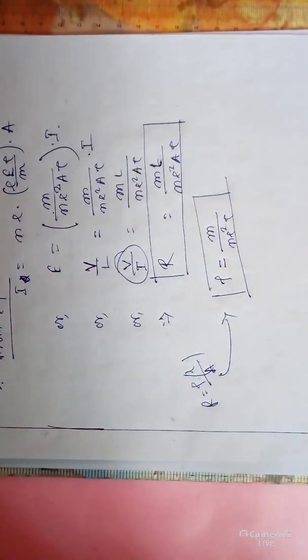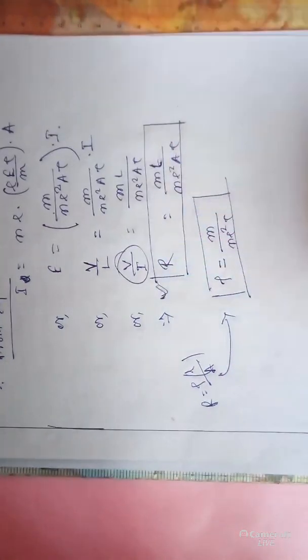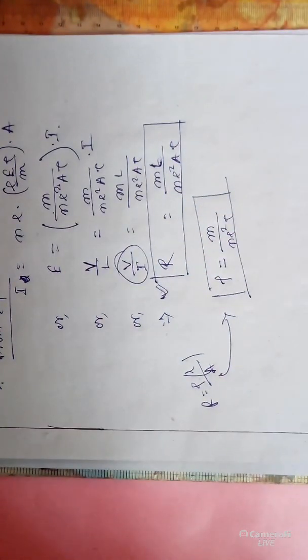Must remember these two formulas. Just remember this formula for the resistance of a conductor: m L by N e squared A tau. Clear? I think it is clear.